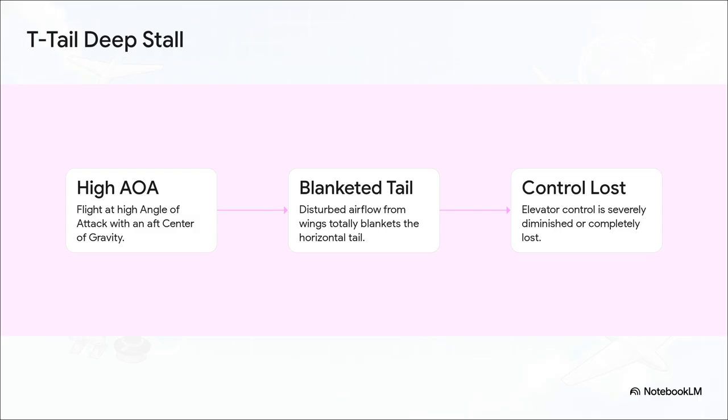Because the elevator is up so high, flying at a high angle of attack paired with an aft CG can cause the turbulent wake off the stalled main wing to completely blanket the tail. If the tail is just sitting in dead, turbulent air, you lose elevator control. That makes stall recovery incredibly difficult, if not totally impossible.